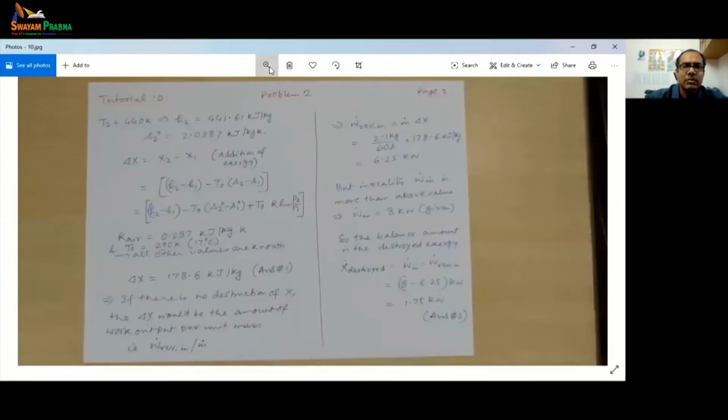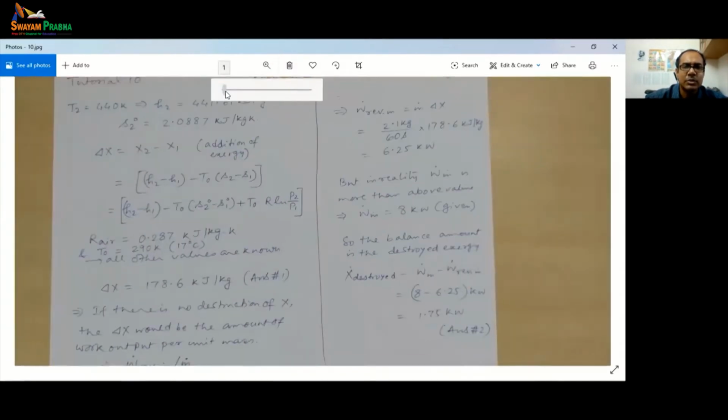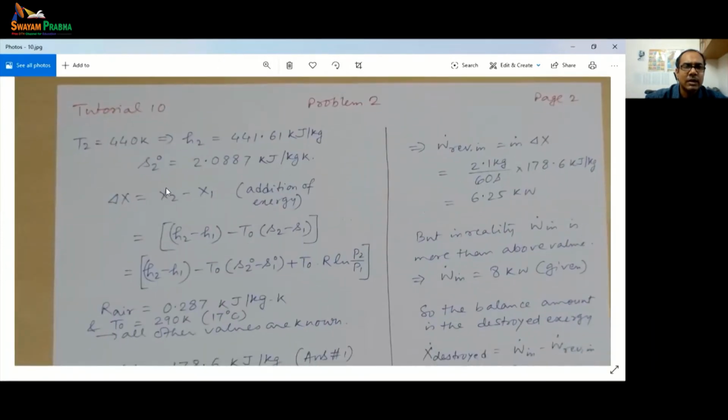Now let's go to the next portion, where the outlet condition is also given. T2 is 440 Kelvin, and you can find from the table H2 to be 441.61 kilojoule per kilogram. Similarly S2 naught, again just the temperature part is given for the entropy, evaluated at standard pressure, and the value is 2.0887 kilojoule per kg Kelvin.